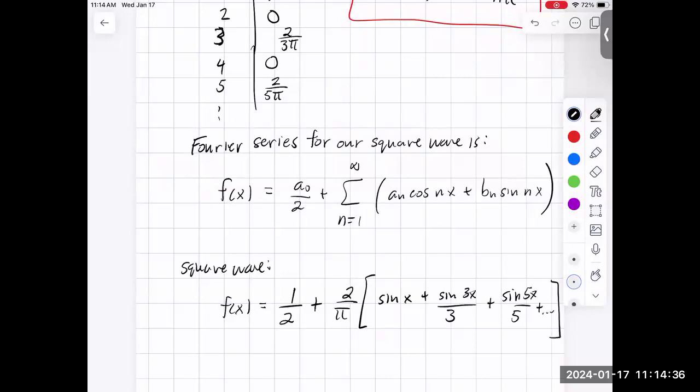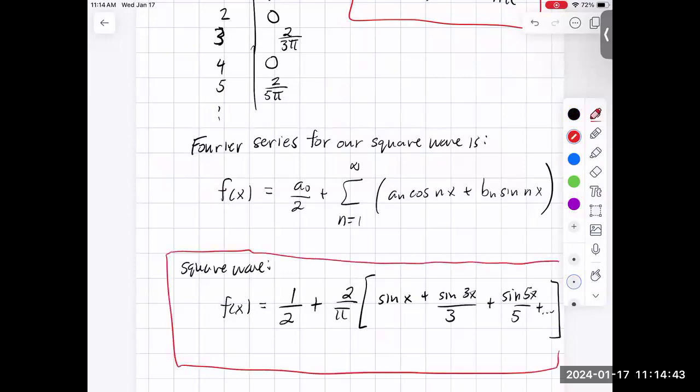And it's not at all obvious just looking at this that this does produce a square wave, but we can test it because it's easy to plot these terms. And so let's just make that plot. And in fact, I have it made here.